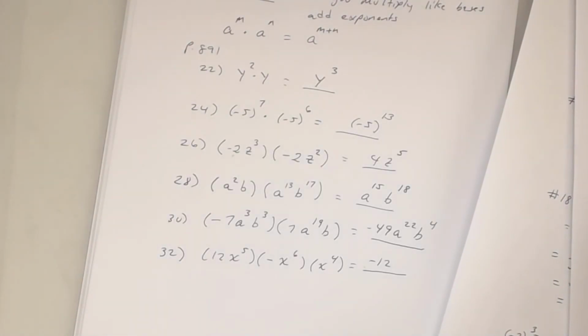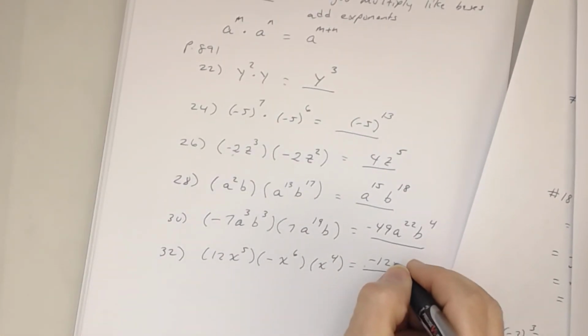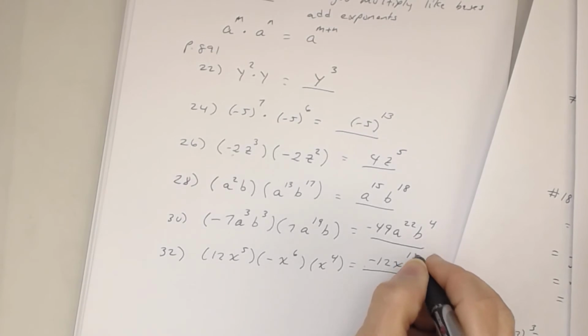And then the only variable for your base is x. So it's x to the 5th times x to the 6th times x to the 4th. X to the 15th. Yep, so the answer is negative 12x to the 15th power.